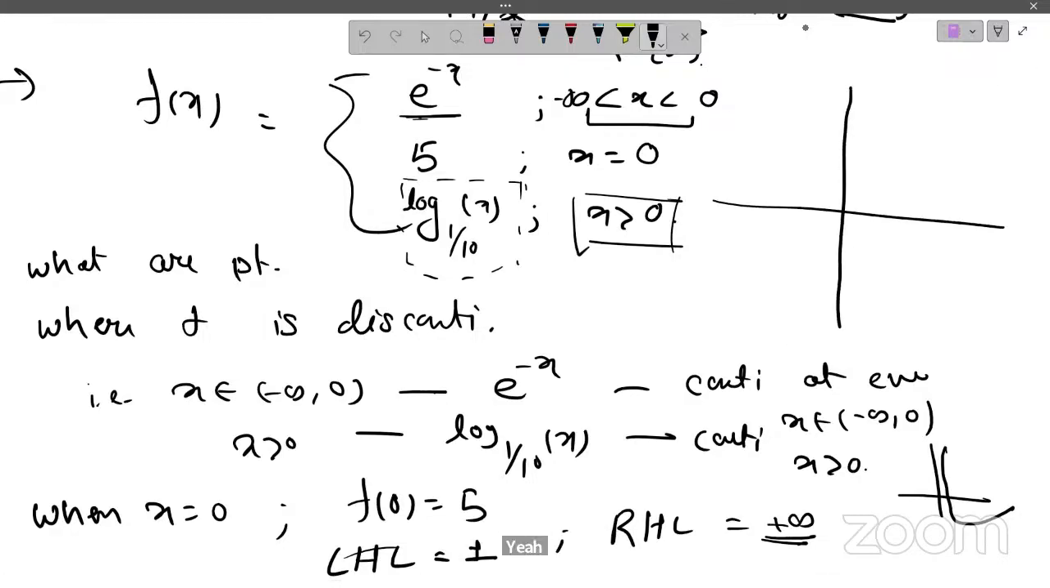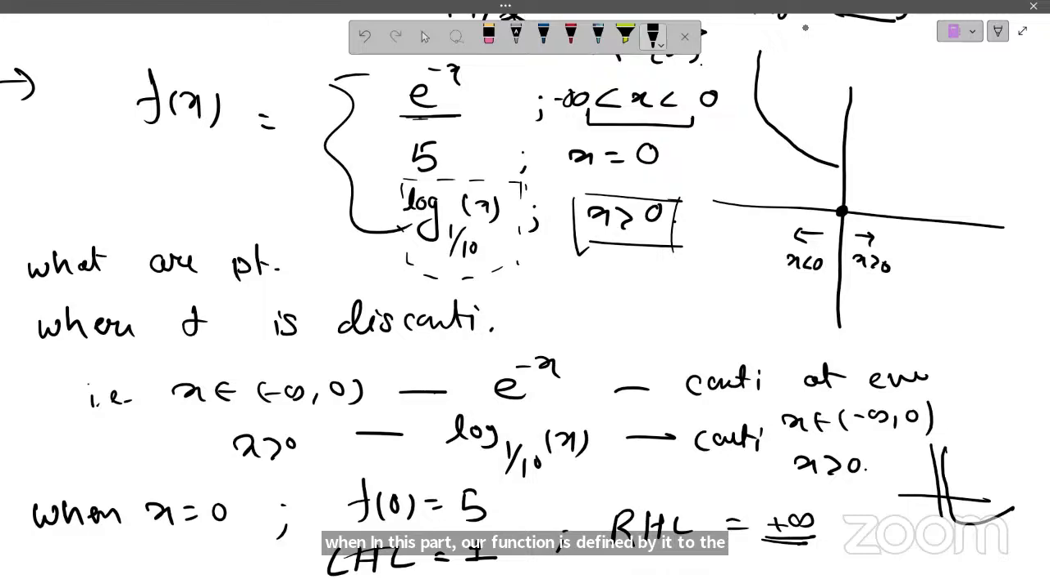So I'll draw the graph of this function. We distribute it into three parts: one is x equals 0, one is when x is strictly less than 0, and one is when x is strictly greater than 0. In this part, our function is defined by e to the power -x, and we know that its graph looks like this. The graph of e to the power x looks like this, and this is its mirror. At 0, we have a hollow point, where the value is 1. At 0, we have defined the function to be 5.